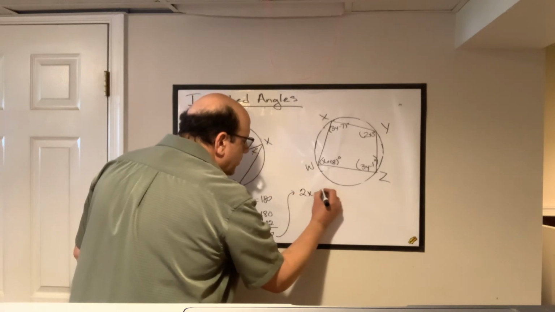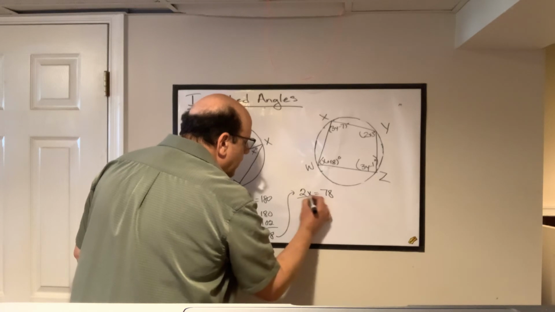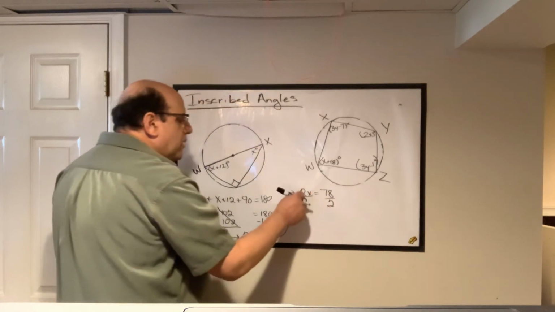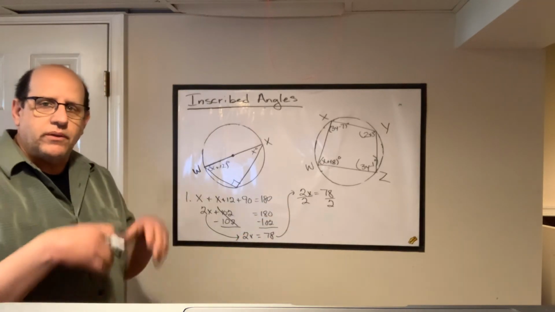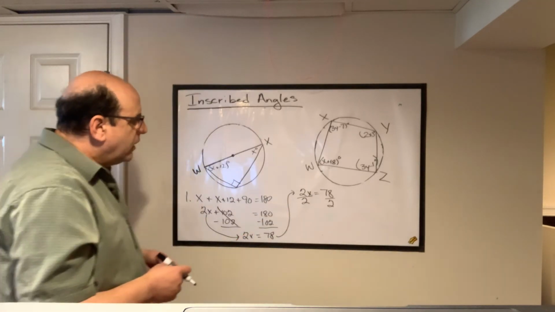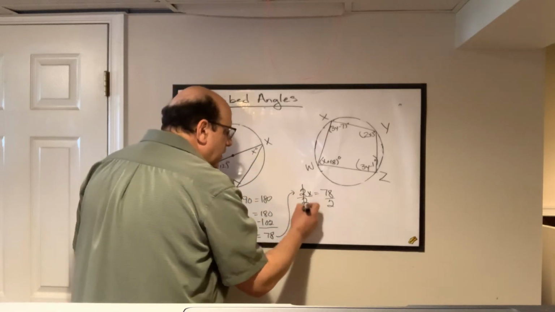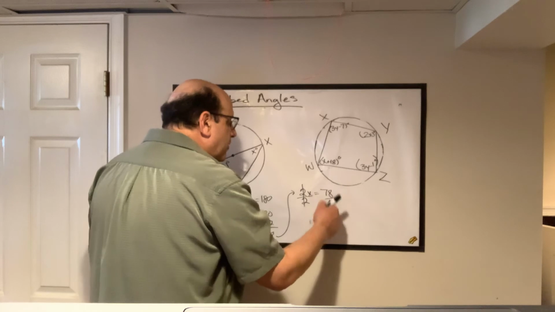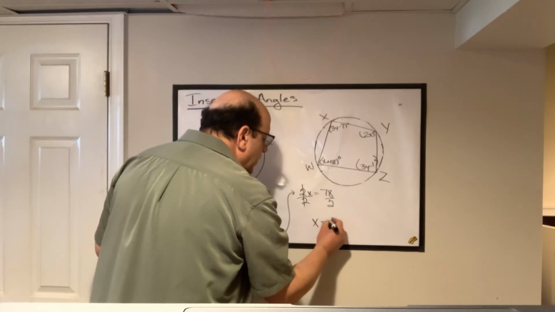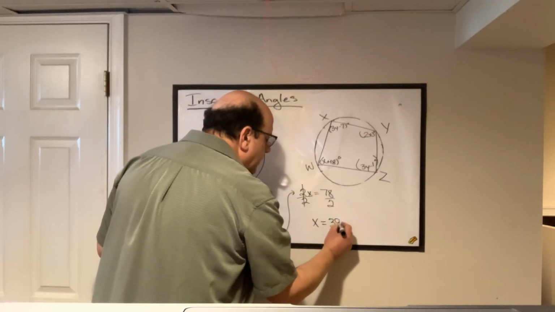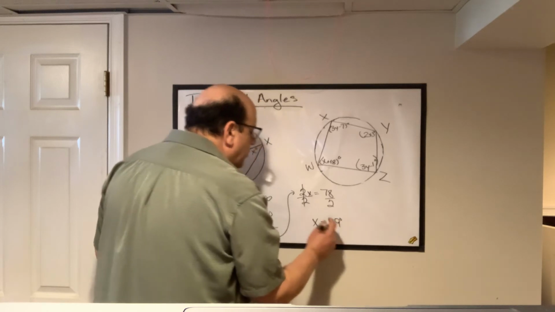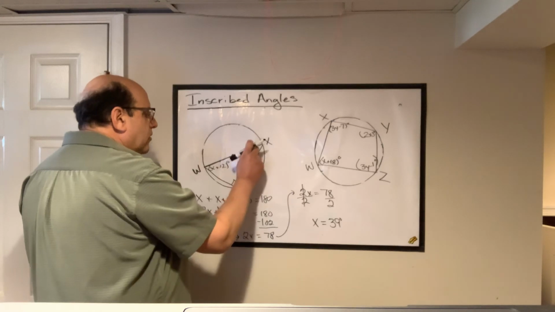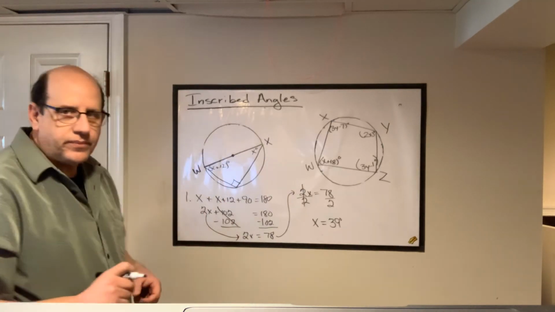2x equals 78. I'm going to divide both sides by 2, because if x is being multiplied by 2, there are two of them, then I'm going to undo it by dividing by 2, and that gives me one lonely little x left over. 78 divided by 2 is 39. So the measure of x, or x itself, is 39. So that's 39 degrees. Okay?